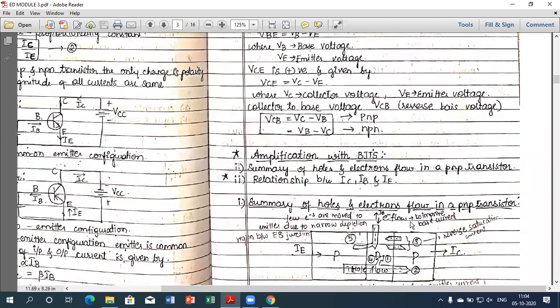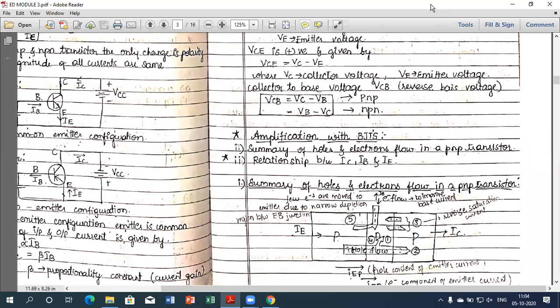So in the next class, we will start with amplification with BJT. In that, first we will discuss a summary of the holes and electrons flow in the PNP transistor. In all the concepts so far you have used NPN, so that's why we are using PNP to understand the flow of holes and electrons. Later on, we will derive an expression for the relationship between IC, IB and IE. So this we will discuss in the next session.